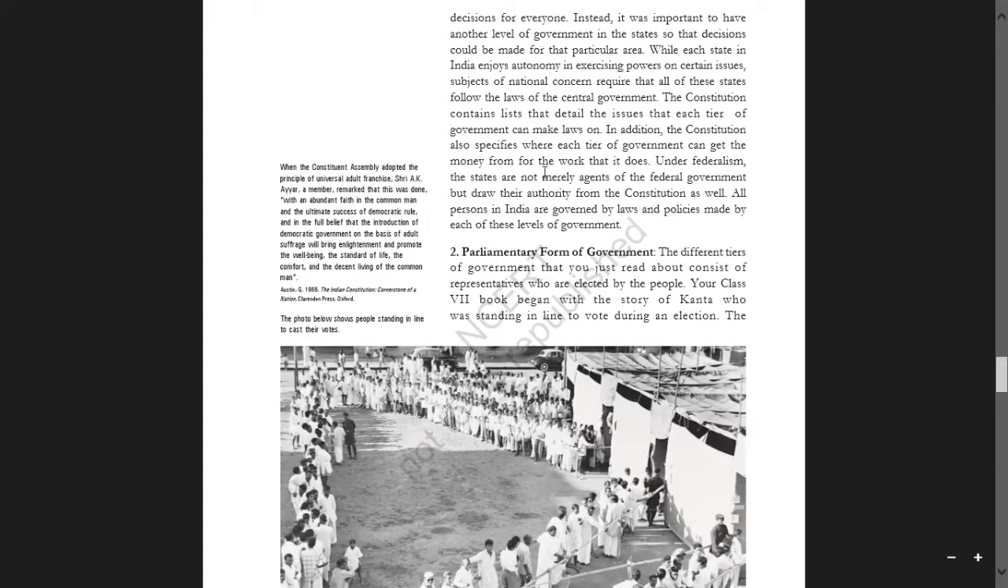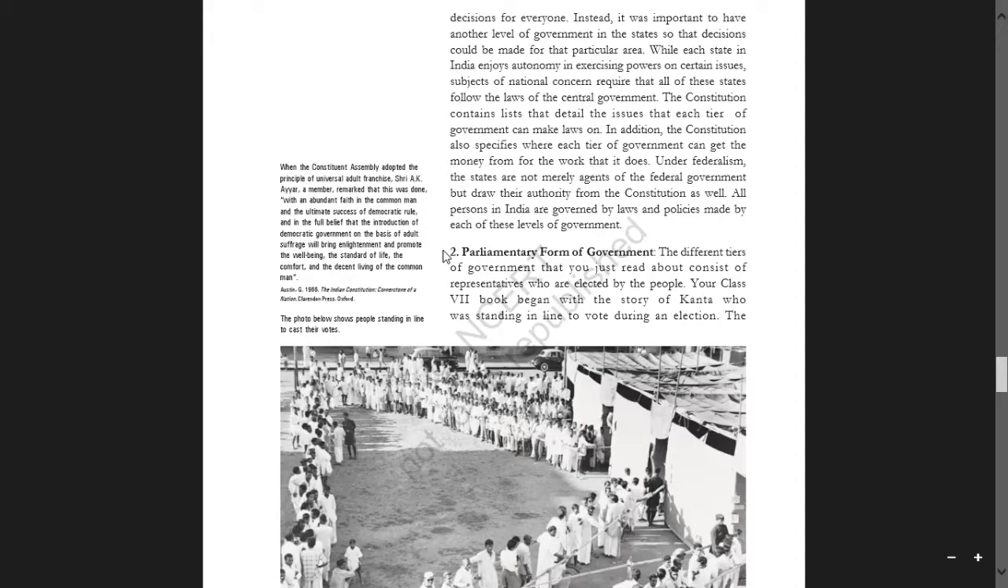Under federalism, the states are not merely agents of the federal government, but draw their authority from the constitution as well. All persons in India are governed by laws and policies made by each of these levels of government. See, every person in India is governed by laws and policies made by each of these levels of government.